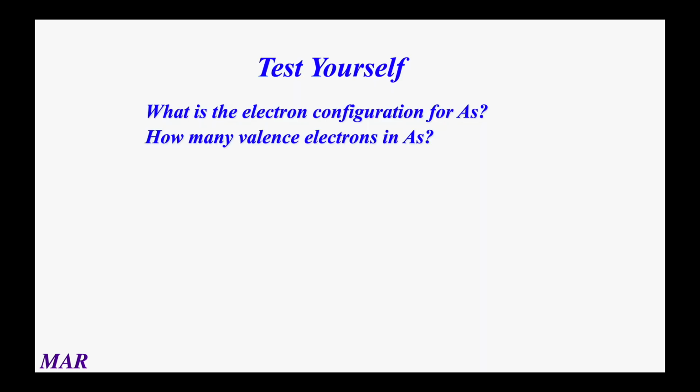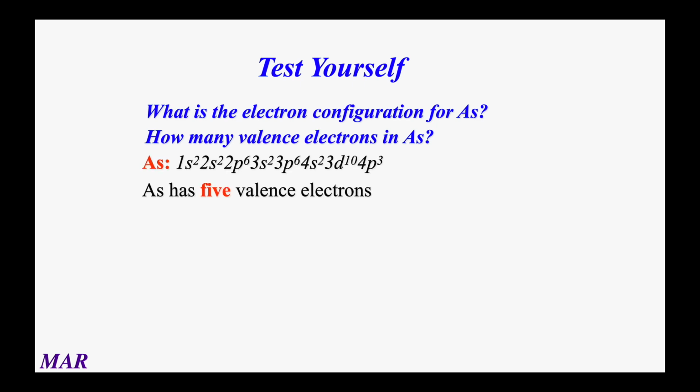So let's test ourselves here. Let's find the electron configuration for arsenic and figure out how many valence electrons are in arsenic. You do need, of course, a periodic table in front of you. Arsenic is right under phosphorus. And if you look at that, arsenic ends at the 4p region. So nitrogen had a 2p3, phosphorus had a 3p3. That means that arsenic is going to have a 4p3. But the difference here is that arsenic has a lot more electrons.